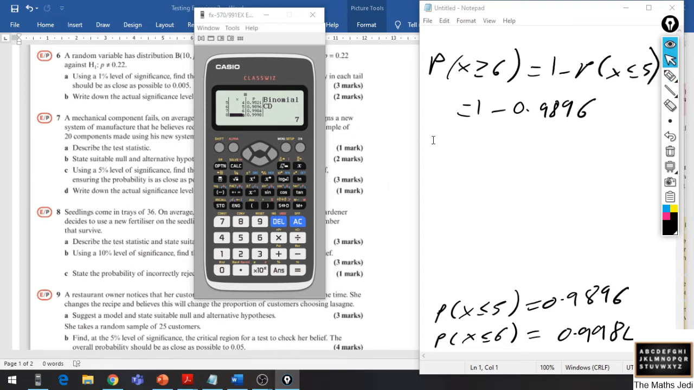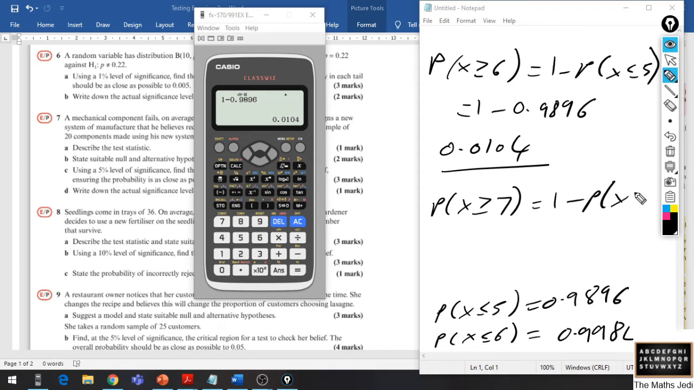So we're going to use the calculator for that. So I need to go back into calculate mode, mode 1. So 1 minus 0.9896, and we're getting 0.0104. And then we're going to do the second one as well. So the probability of it being more than or equal to 7 is 1 minus the probability of it being less than or equal to 6. And so that's going to be 1 minus 0.9984. So we're going to calculate that one as well. So 1 minus 0.9984, that's this.